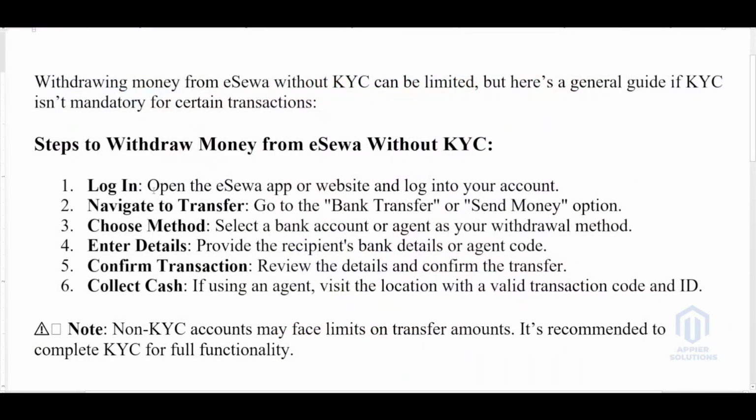So what you have to do is to log into your eSewa application or the website or log into your account. Navigate to the transfer, go to the bank transfer or send money option, then select the bank account or agent as your withdrawal method. Enter the details, provide the recipient's bank detail or agent code, and then review the details and confirm transfer. If using an agent, visit the location with a valid transaction code and ID.